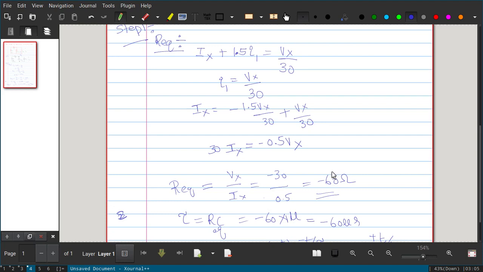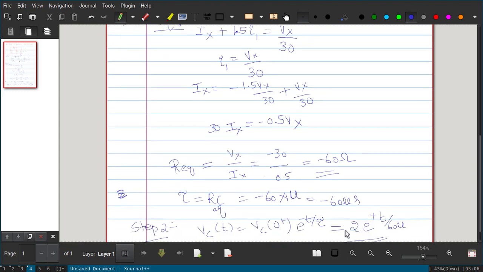See here, we are getting a negative equivalent resistance. This is possible because we are using a dependent source. When we use a dependent source, there is a chance of getting an equivalent resistance with a negative value. So that is why we are getting the minus. So what is tau now? R equivalent into C. R equivalent we just calculated as minus 60, into 1 microfarad. So the time constant will be minus 60 microsecond.